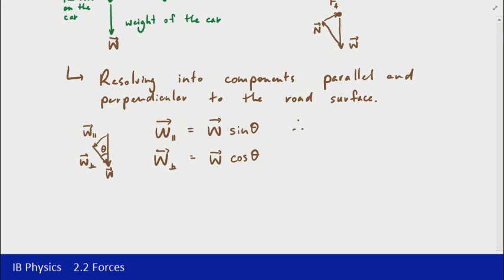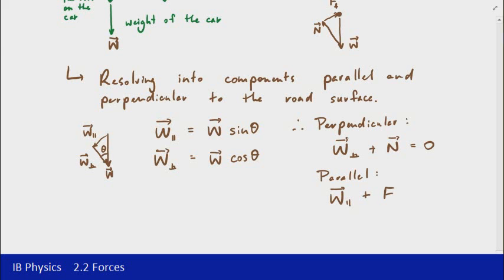So if we then considered the perpendicular components that are acting on the car, we have an equation there: the perpendicular component of the weight force plus the normal force is equal to 0. And then if we look parallel, we would have that the parallel component of the weight force plus the frictional force is equal to 0 as well. So there's no motion perpendicular to the road or parallel to the road, so the components in those directions will sum to 0 as well.